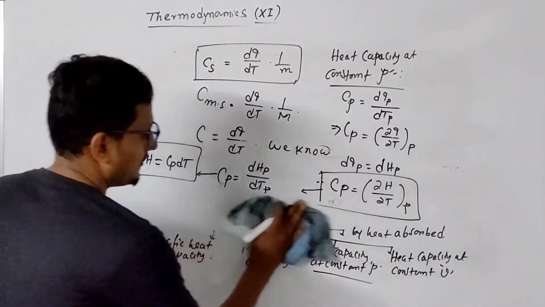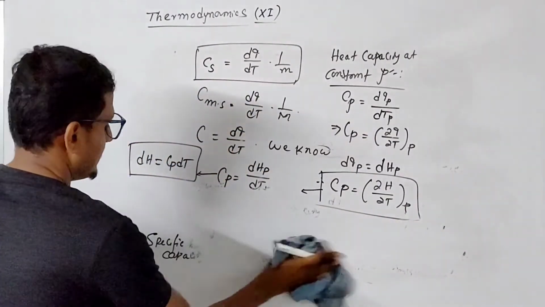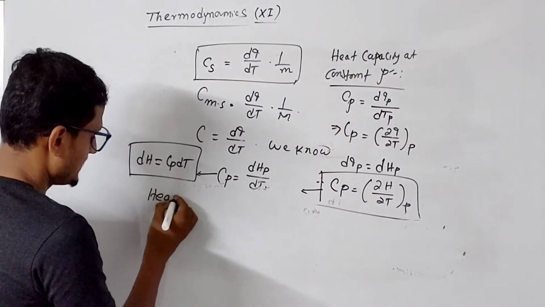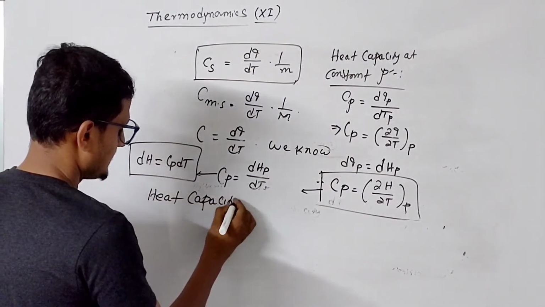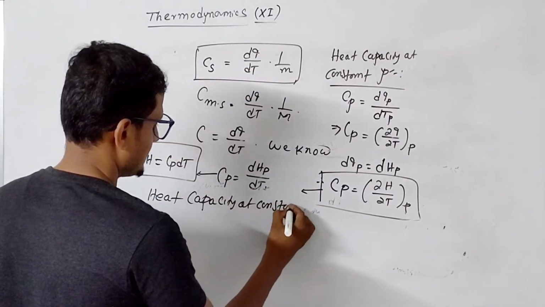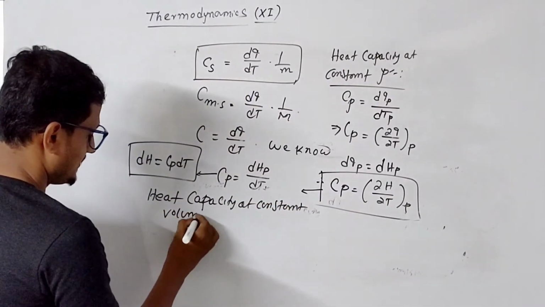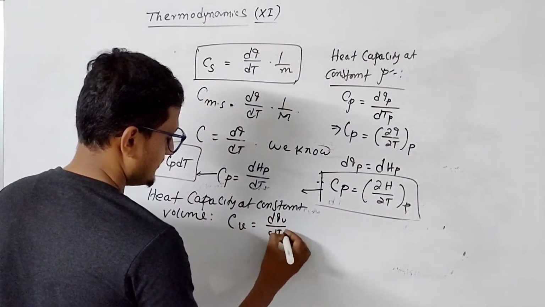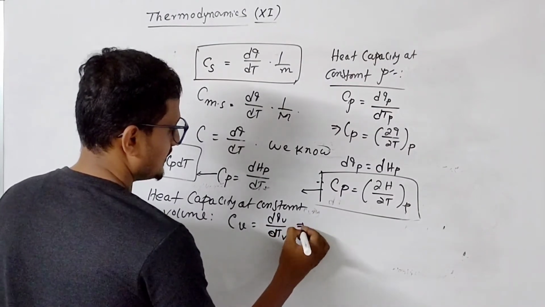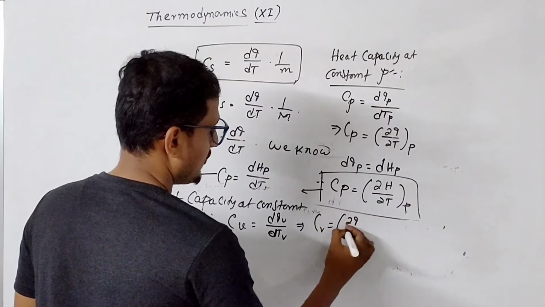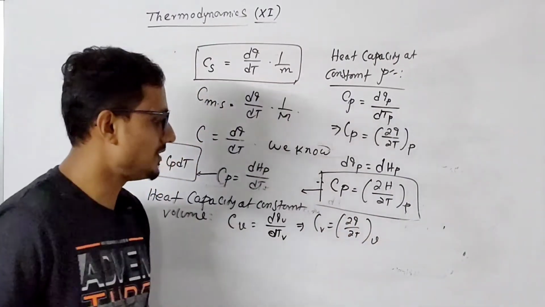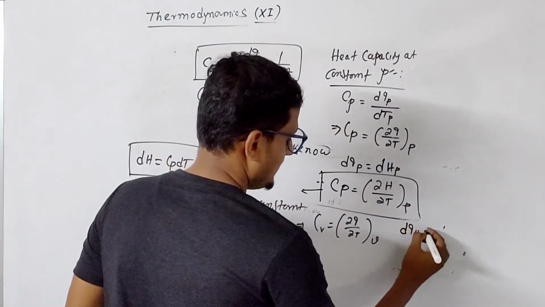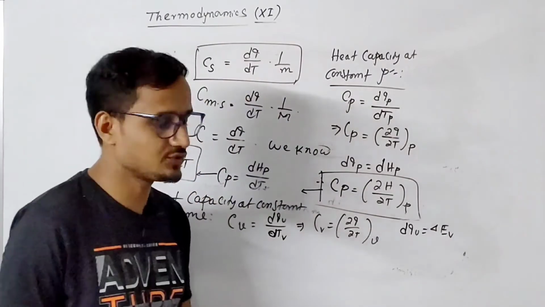Now what is the relation for heat capacity at constant volume? Heat capacity at constant volume is denoted by Cv, equal to dqv by dTv. Same thing, it can be written in the form of differential. Now at constant volume we know dqv equals del E at constant V. We have proved this one, so we can substitute here.